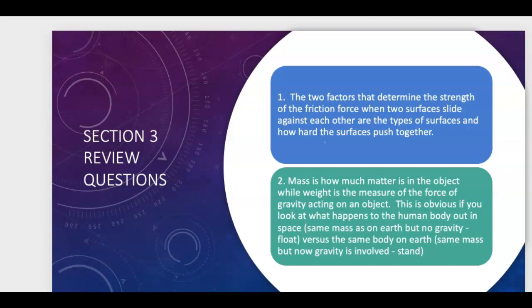Number 2, mass is how much matter is in the object, while weight is looking at that amount of mass and the gravity acting on an object. This is really big, so I want you to think about comparing a person's mass on Earth versus a person's mass out in space. When there's less gravity, you're going to weigh less because you have less gravity acting on you, not because there's less mass.